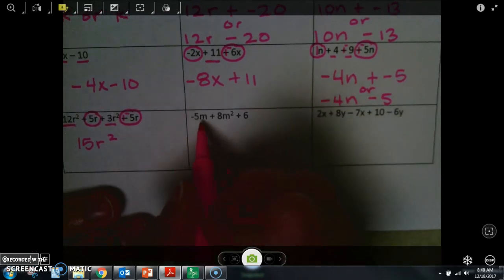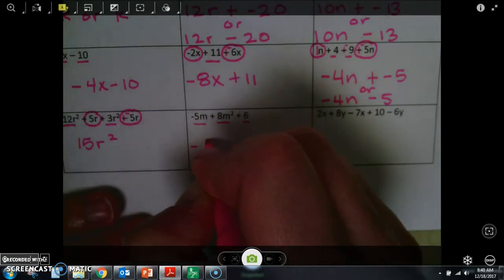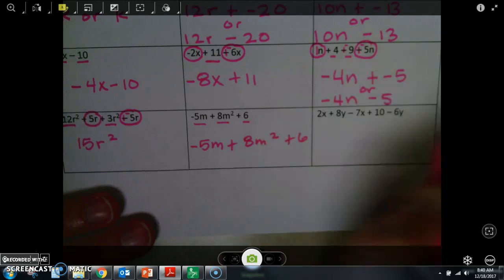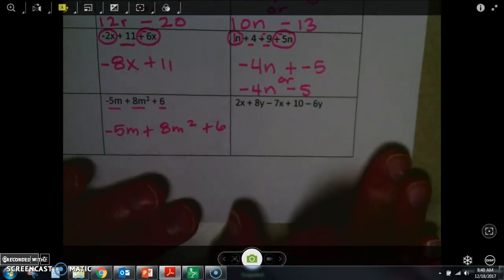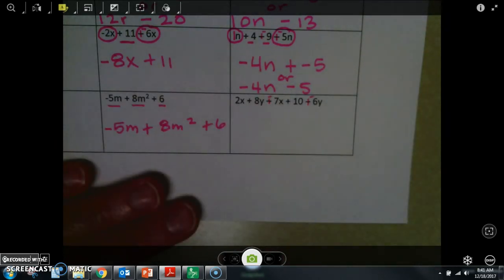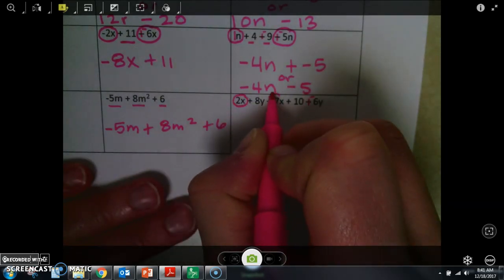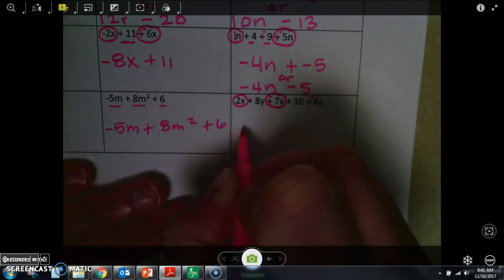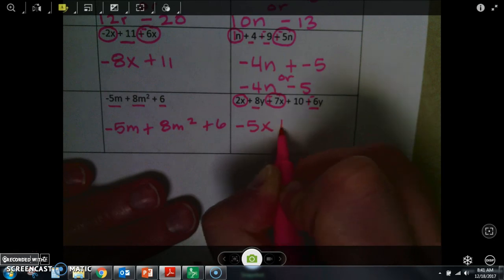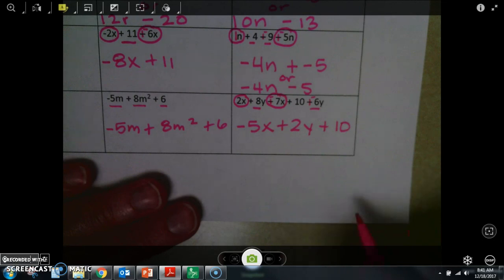Next one, negative 5m, 8m squared, and 6. None of those are like terms, so I'm just going to write the answer the way it was given. That cannot be simplified anymore. And then the last one, I'm going to change all the minus signs to adding the opposite first. So plus negative 7 and plus negative 6. Okay, so my like terms would be 2x plus negative 7x, which is negative 5x. Then I have 8y plus negative 6y, which is 2y. And then the 10 doesn't have a like term, so it goes by itself at the end.